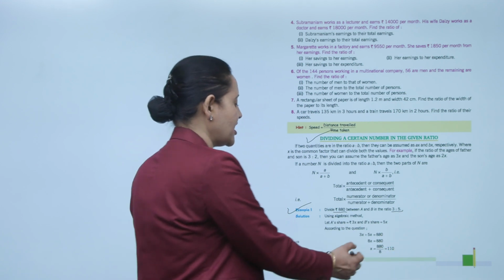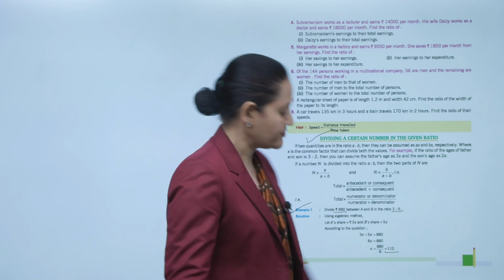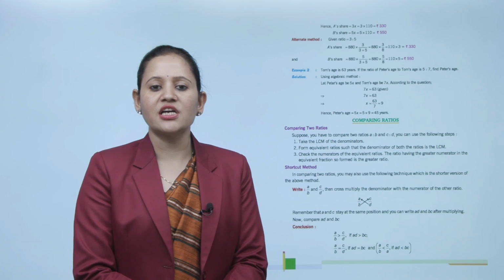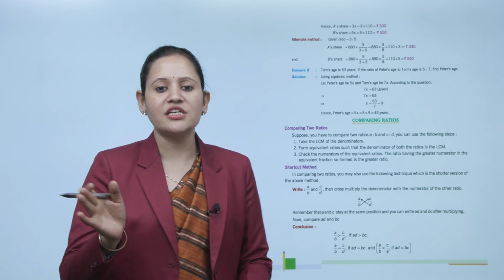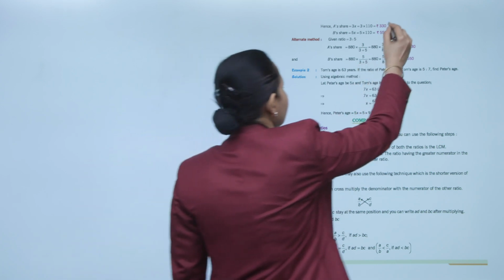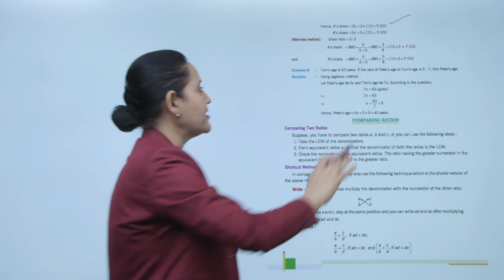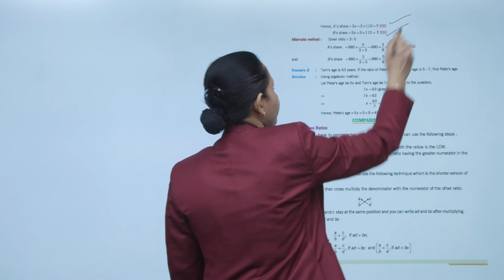So x की वैल्यू आ जाएगी 110. Now A का share हो जाएगा 3x, means 3 into 110, that is rupees 330. B का share 5 into x, means 5 into 110, that is rupees 550.